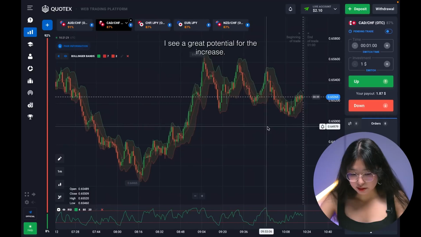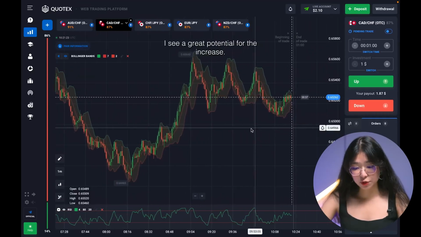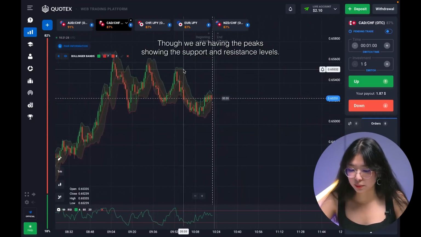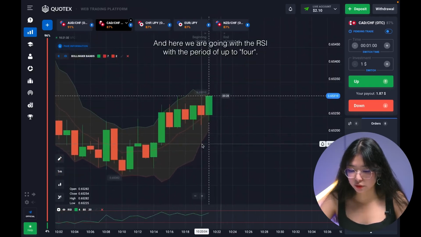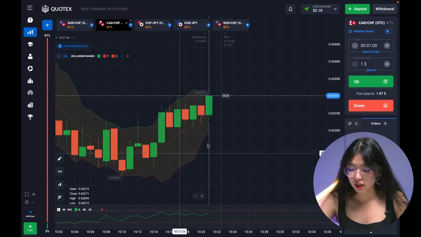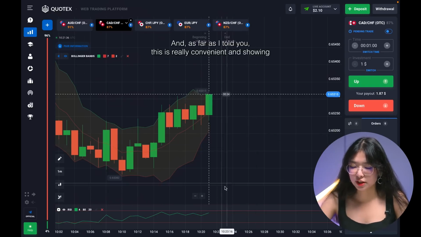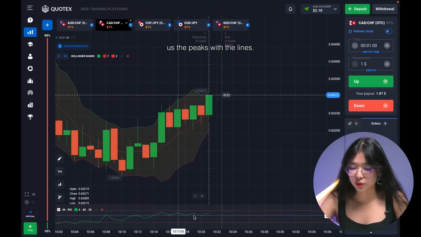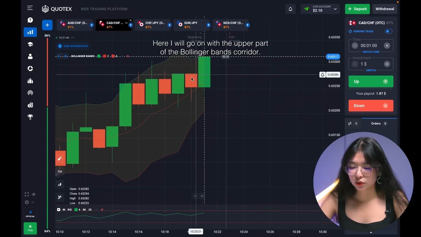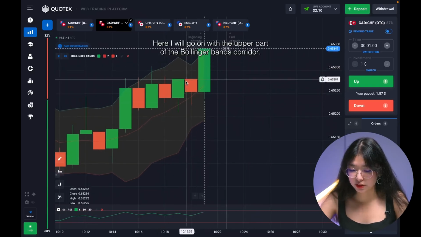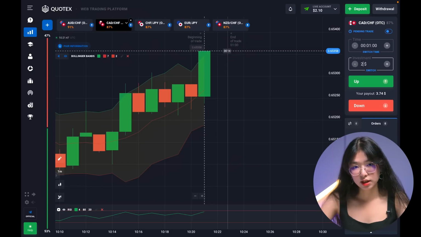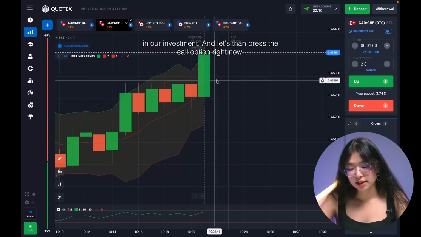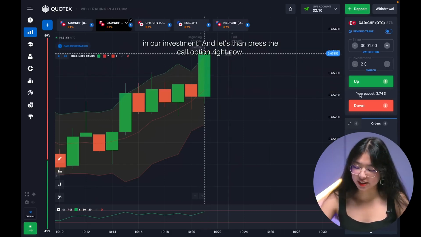We continue. Right now I see great potential for an increase, though we are having peaks showing the support and resistance levels. And here we're going to the RSI with a period of 4. As I told you, this is really convenient and shows us the peaks with the lines. So here we'll go with the upper part of the Bollinger Bands corridor, and you see it's a great potential for us to work with $2 as our investment. And let's press the call option right now.